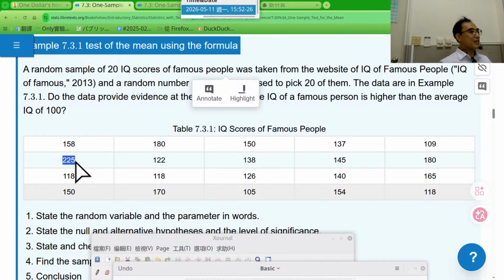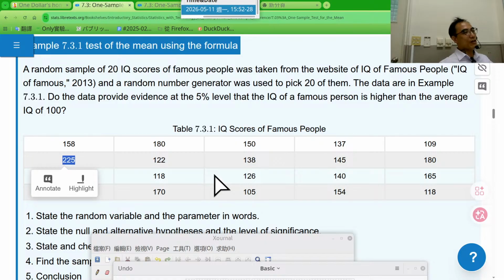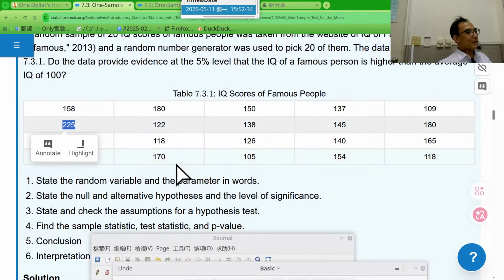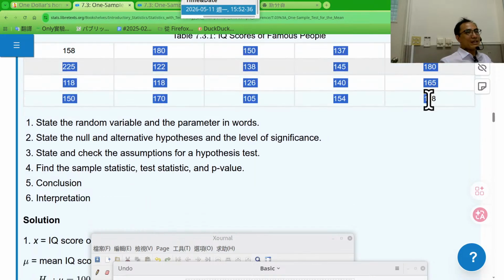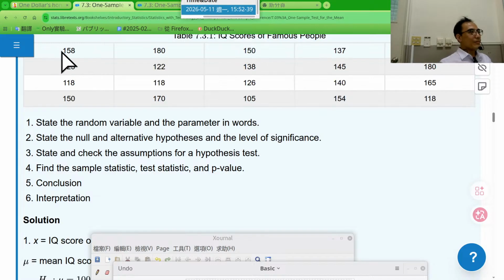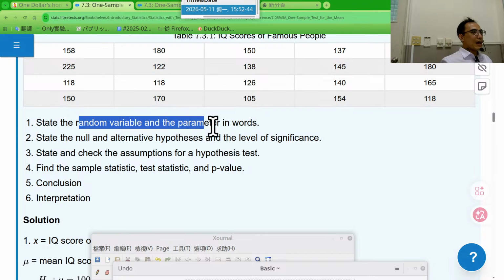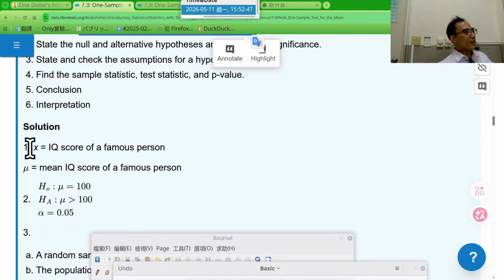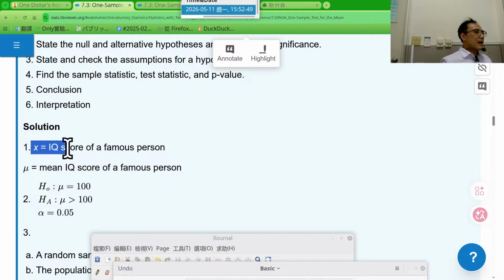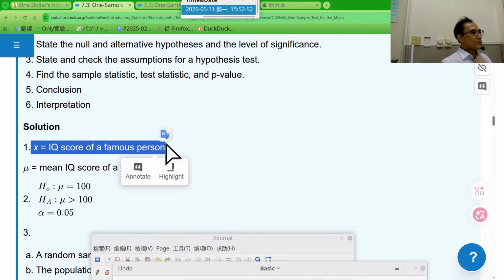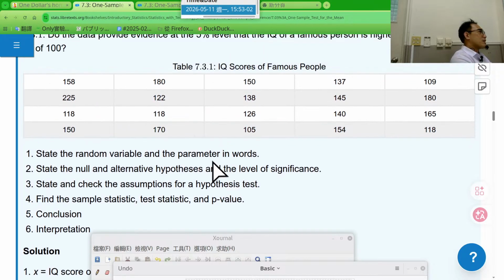225. Amazing. How can a person get this kind of IQ? Okay, and here is the number. State the random variable and the parameter in words. X equals the IQ score of famous people. Can you get all famous people? Maybe thousands upon thousands. No, it's impossible. But here, 20 famous people were selected to run this test.